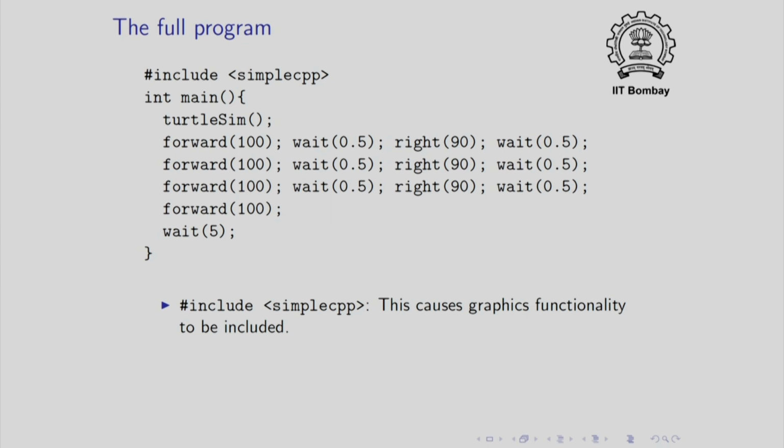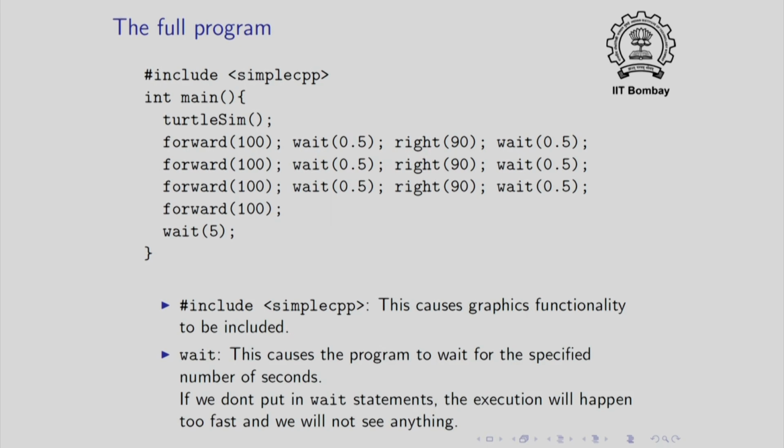So I have forward and right, but you will notice that I have interspersed that with the wait command. The wait command simply causes the program to wait for the specified number of seconds. If we don't put in wait statements, the execution will just happen too fast and we will not see anything. So often when you do graphics, since computers execute very fast and you actually want to look at what is going on and perhaps enjoy it, you might have to slow it down, and the wait statement comes in quite handy for that.